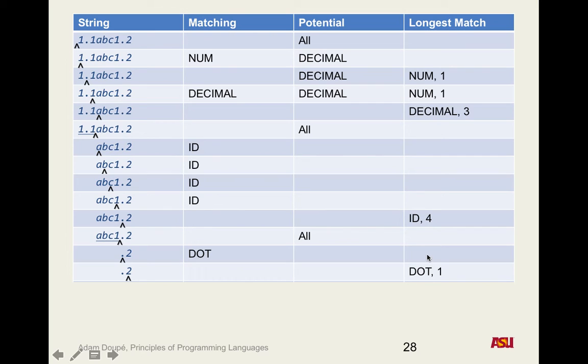Yeah, that makes sense. Yeah, so we didn't have to look one more because we actually knew there was no potential for dot to be there. So we would say, hey, the longest match I saw is dot, and it's length 1, and there's no potential for me to match more.